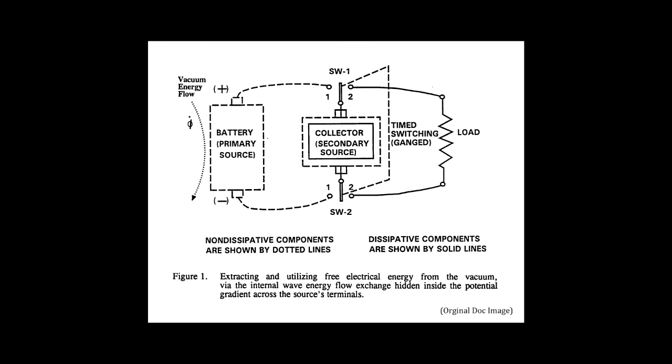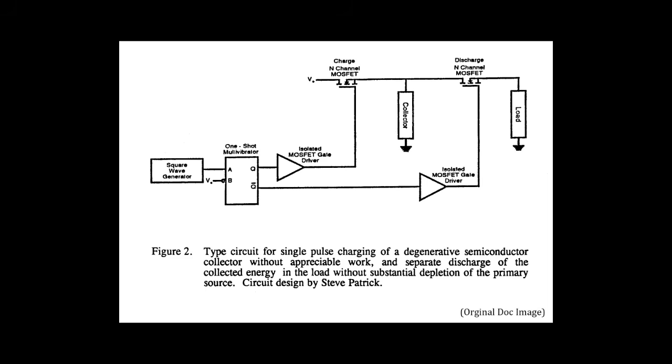Figure 1. Extracting and utilizing free electrical energy from the vacuum via the internal wave energy flow exchange hidden inside the potential gradient across the source's terminals. Figure 2. Type circuit for single-pulse charging of a degenerate semiconductor collector without appreciable work, and separate discharge of the collected energy in the load without substantial depletion of the primary source. Circuit design by Steve Patrick.